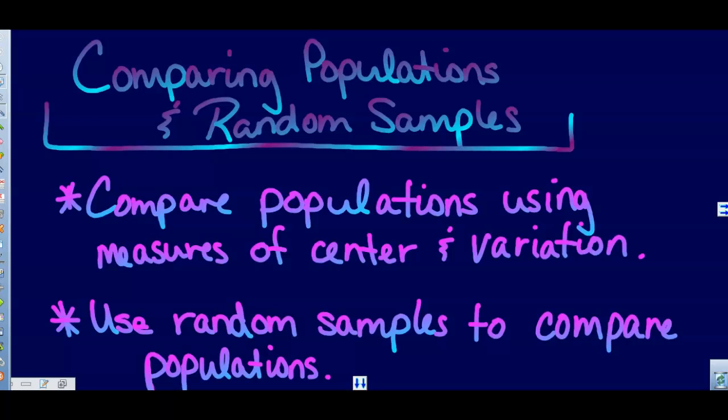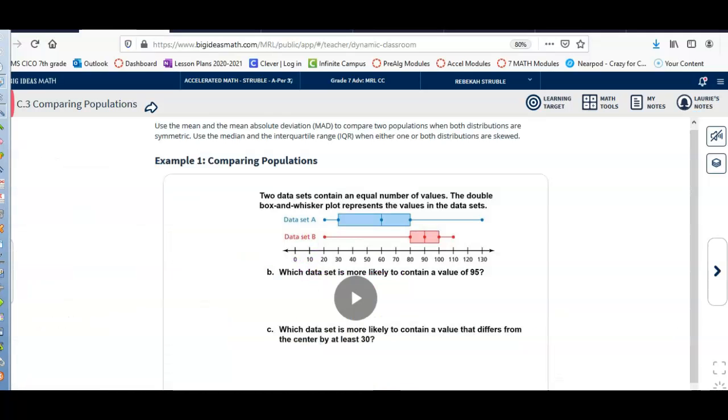We've been going through our statistics chapter and discussing how we can use measures of center, measures of variation, and even random samples to predict different things about populations. Now we're going to use those in order to compare populations. So I had asked you to take a look in your book for some questions concerning our notes. Okay.